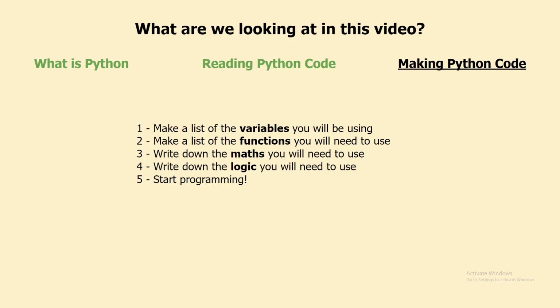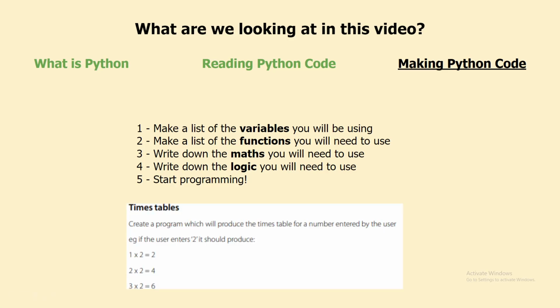Write down the logic you'll need to use. So if we're going to be using any if statements, if we're going to be using any loops, then start your programming. By doing these steps 1 to 4, you are doing something called algorithmic thinking. So you're taking some ideas and then we're putting it down stage by stage and thinking this is what it's going to look like. We can then start planning our code and then we can start programming.